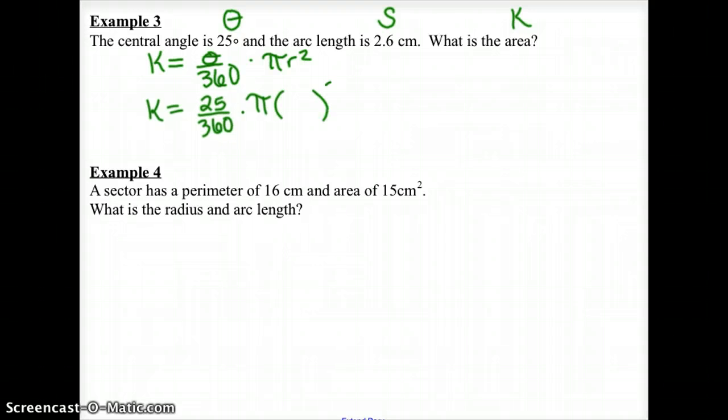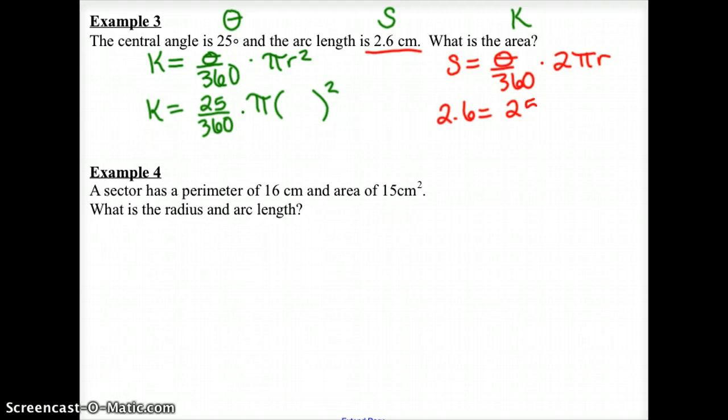but I don't know the radius. So how do I get the area? Well, using this arc length, I have to somehow find the r value, the radius. The arc length formula, given degrees, is theta over 360 times the circumference, 2 pi r. So using this, I can plug in 2.6, 25 over 360 times 2 pi r.